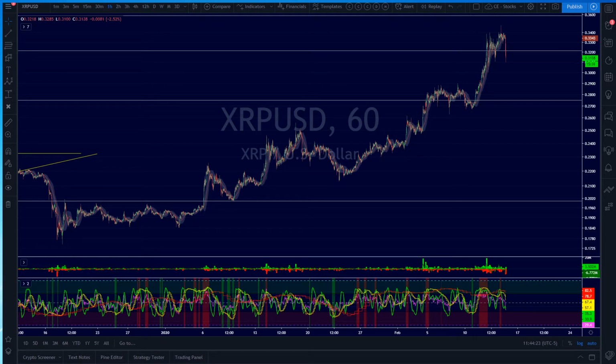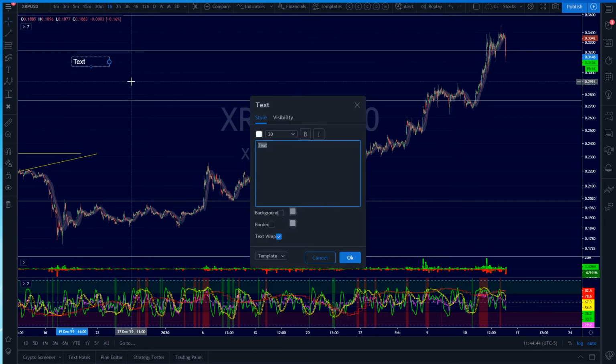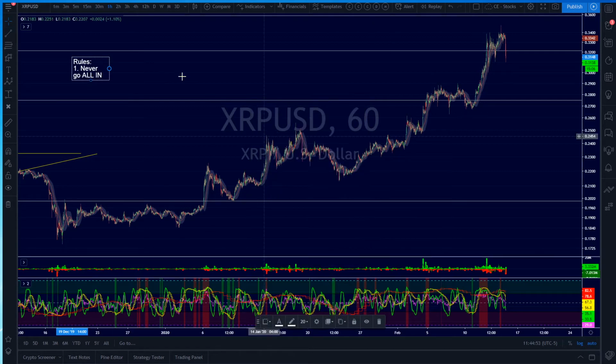Once you have a trade that works for you, I never ever suggest putting all of your equity into a single trade. That is the most reckless way to trade and the biggest mistake that a lot of people make. So, rule number one is do not go all in on a trade. Okay, so we're going to put this up here. So we have rules. Rule number one, never go all in. That is a perfect way to lose money.